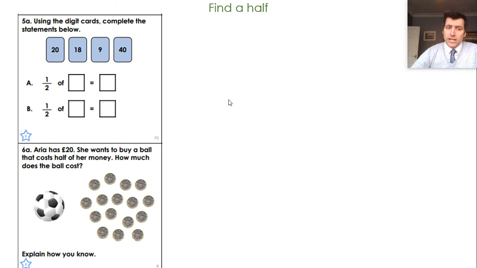And then you've got Aria, who's got £20, and she wants to buy a ball that costs half of her money. So how much will that cost if she wants to do some footballing with a new ball that costs half of £20? How much do you think? Okay, so you can see the picture of £20, so maybe you want to draw that. So work these 2 out. Pause the video while you work them through, please.